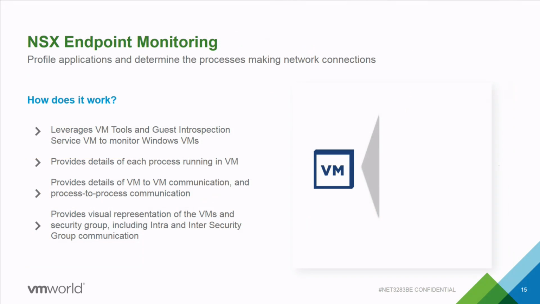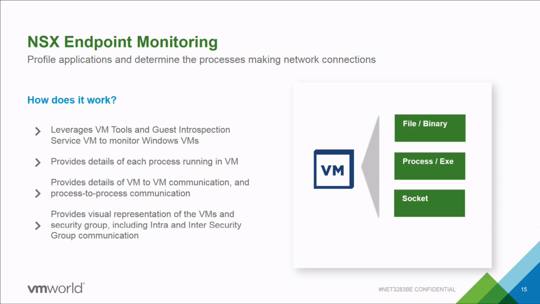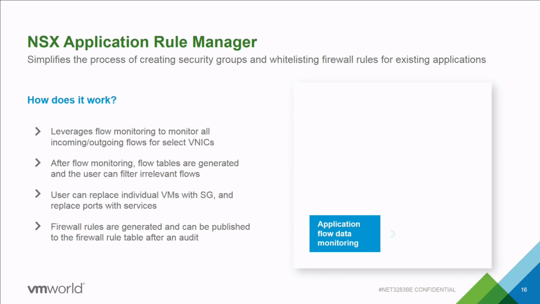So for the first, endpoint monitoring, basically what we're looking at is everything that's happening within the guest. I want to be able to know what all the files running in this virtual machine are, what all the processes are, and what all the socket connections incoming and outgoing are. If you trust your application owners to tell you exactly what's going on, then great. If you don't have that information at hand, then you can run these tools to give you a little more visibility, so that when you get started with microsegmentation, you're not inadvertently preventing that application from working properly. The second tool that we'll walk through is Application Rule Manager.